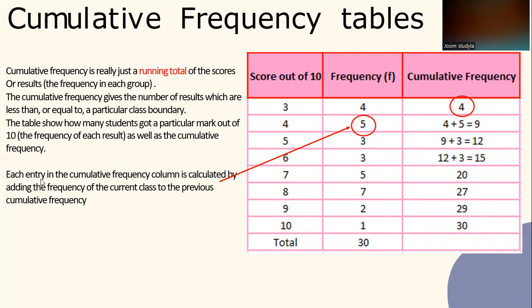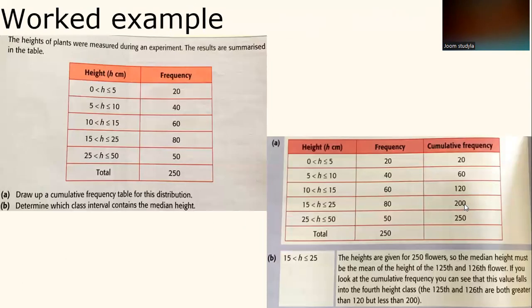As per the statement here, each entry in the cumulative frequency column is calculated by adding the frequency of the current class to the previous cumulative frequency. So as I already explained just now. Okay, let's look at another worked example.